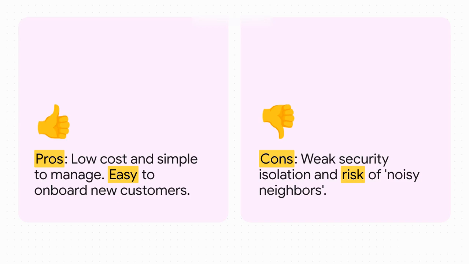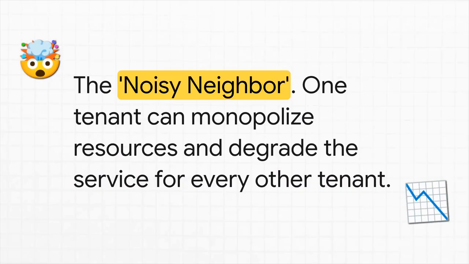Security isolation isn't great, queries can get super complicated, and then there's the biggest risk of them all. The noisy neighbor. This is like the boogeyman of any shared architecture. It's the idea that just one tenant, one customer, can completely monopolize all the resources and just destroy the service for every other tenant who's sharing that same database.